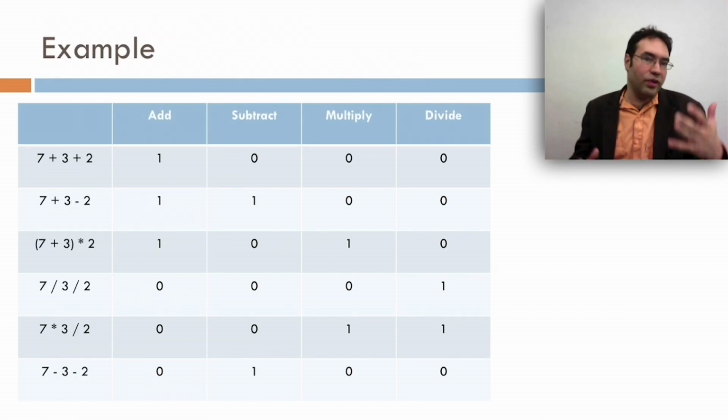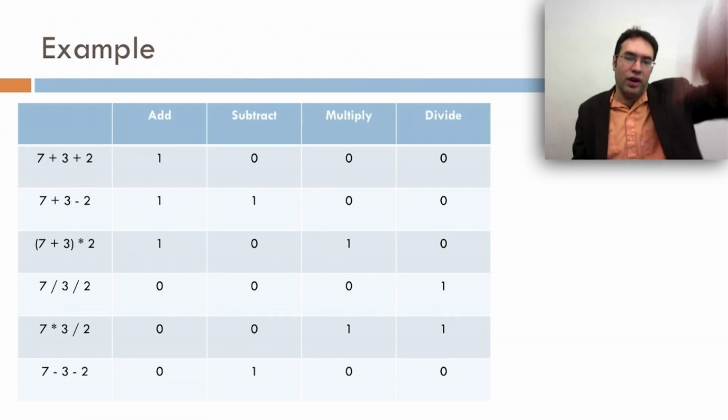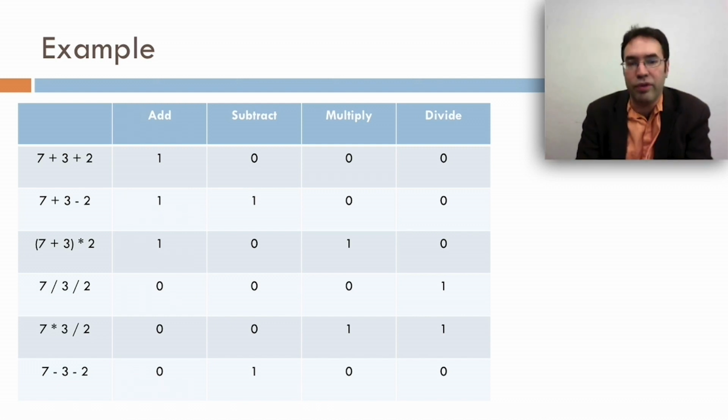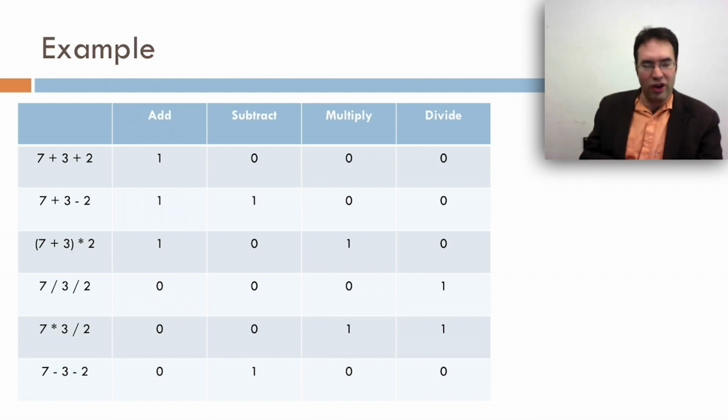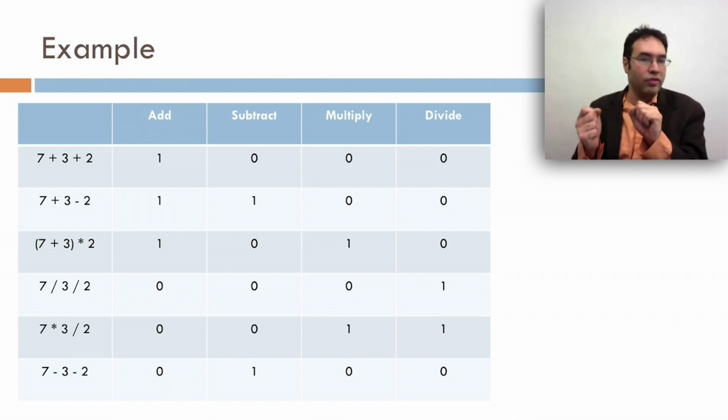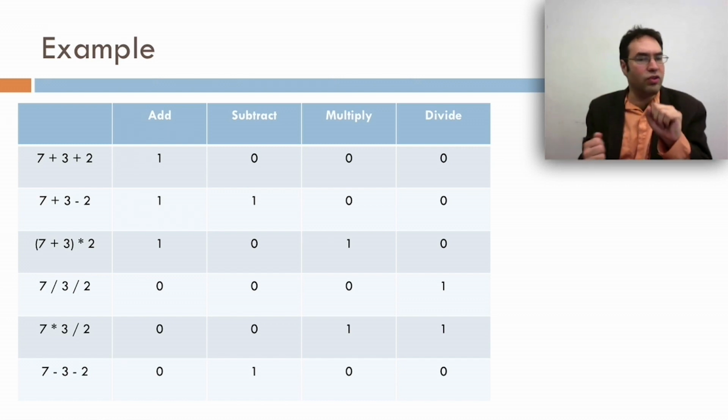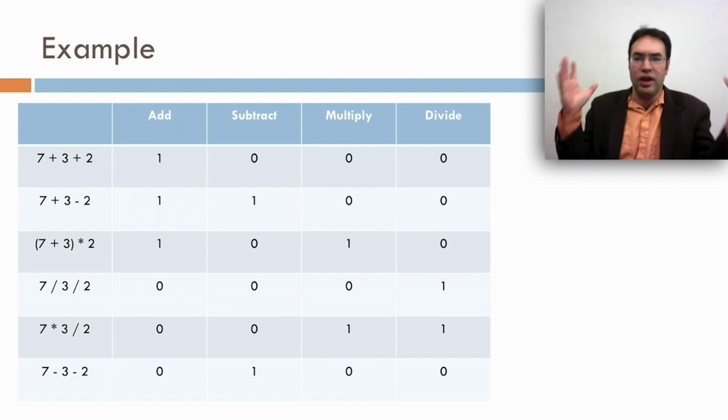So let's take an example. Let's say that these are your items and these are your skills. So 7 plus 3 plus 2 involves addition, but not subtraction, multiplication, or division. 7 plus 3 minus 2 involves addition and subtraction. 7 plus 3 times 2 involves addition and multiplication. And you could say there are other skills involved here too, like order of operation, but that's not in this set.